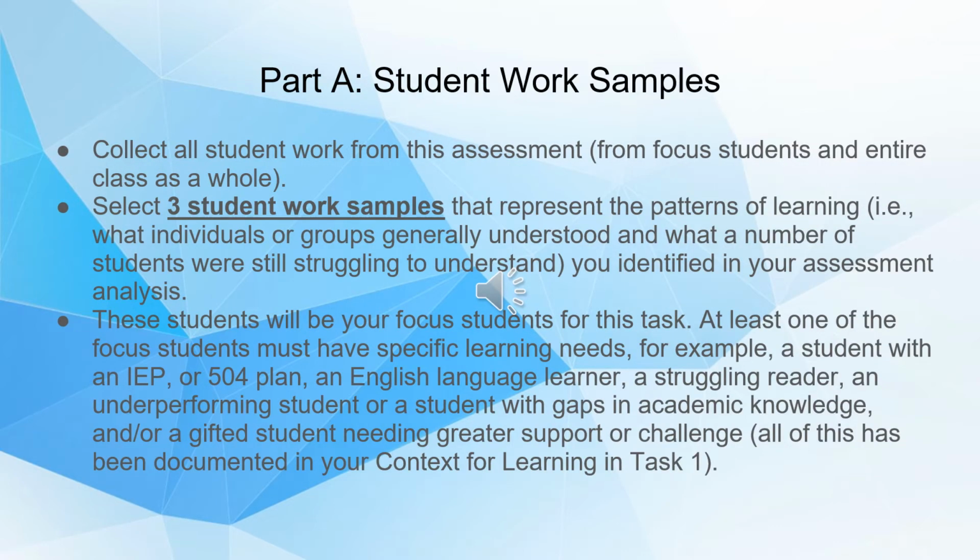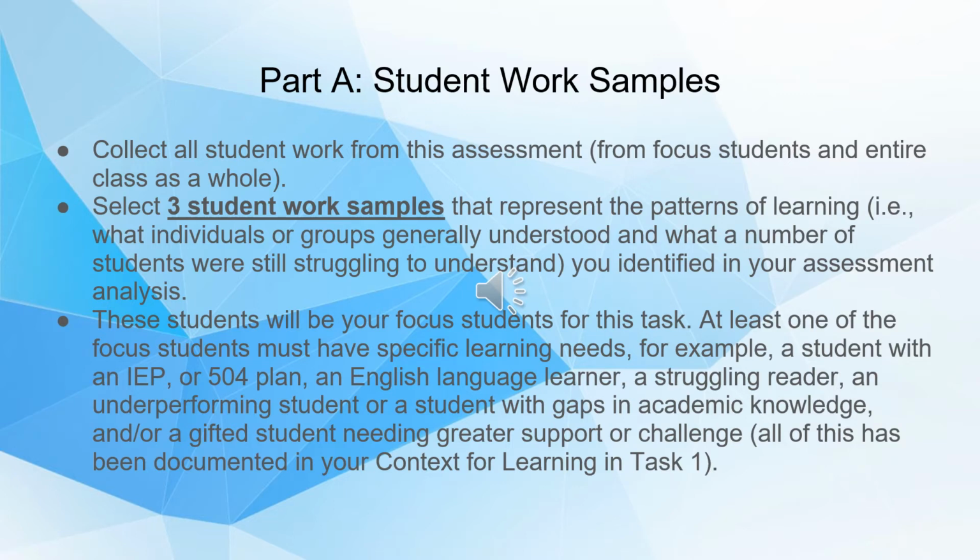The first files you're going to need for Task 3 are going to be your student work samples. This is where you're going to collect all of your student work from the assessment that you gave, and this includes your focus students and your entire class. And you're going to select 3 student work samples. At least one needs to be a student with a learning need, and we'll go over that in a second. But the way that you're going to choose the student work samples is you want to make sure that they represent some kind of pattern that's going on in your class. This can be what students are still struggling to understand. This can be something that you saw that students have improved on that they couldn't do before, but you want to see some pattern of learning.